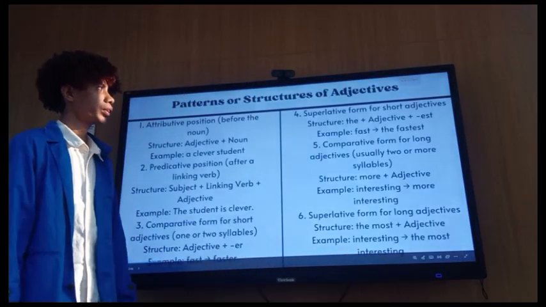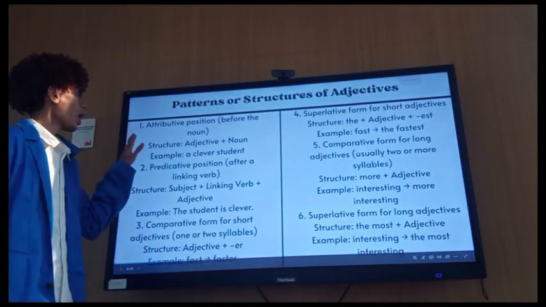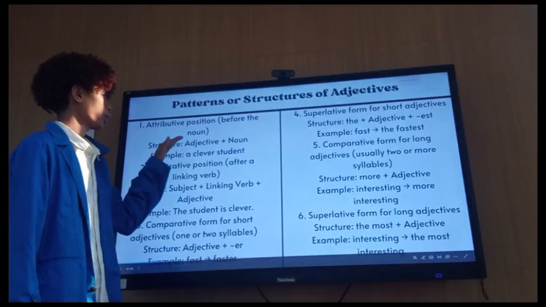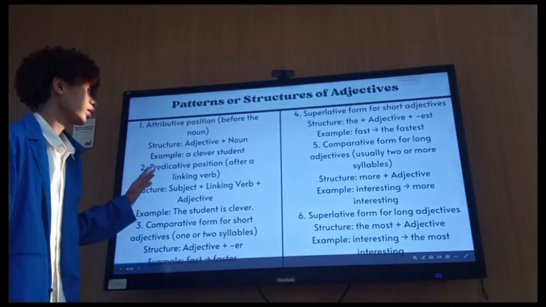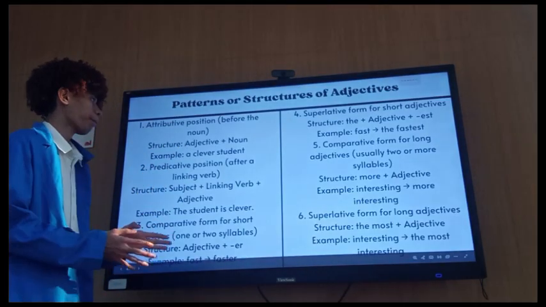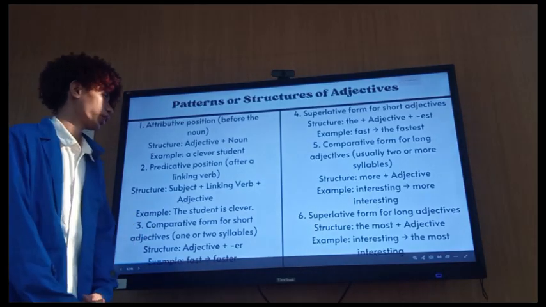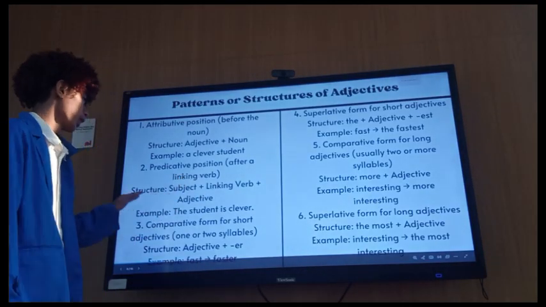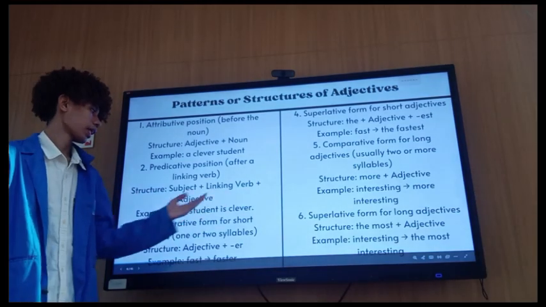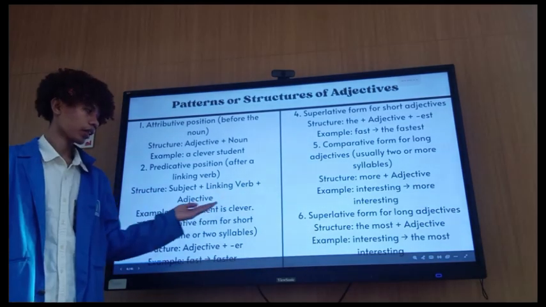Pattern and structure of adjectives. One, attributive position before the noun. Structure: adjective plus noun. Example: a clever student. Two, predicate position after a linking verb. Structure: subject plus linking verb plus adjective. Example: the student is clever.